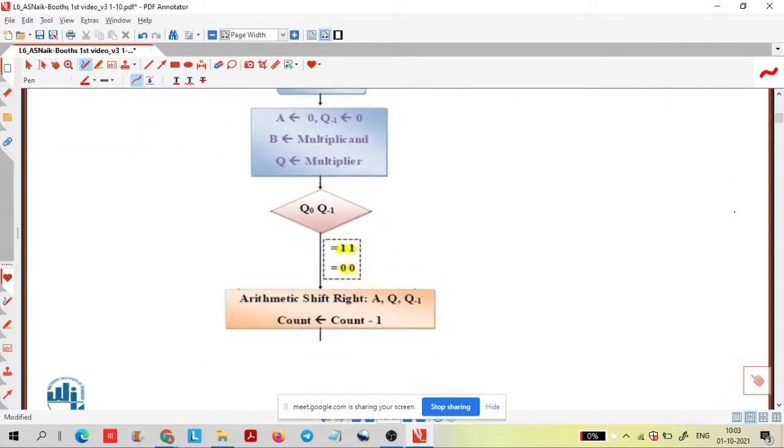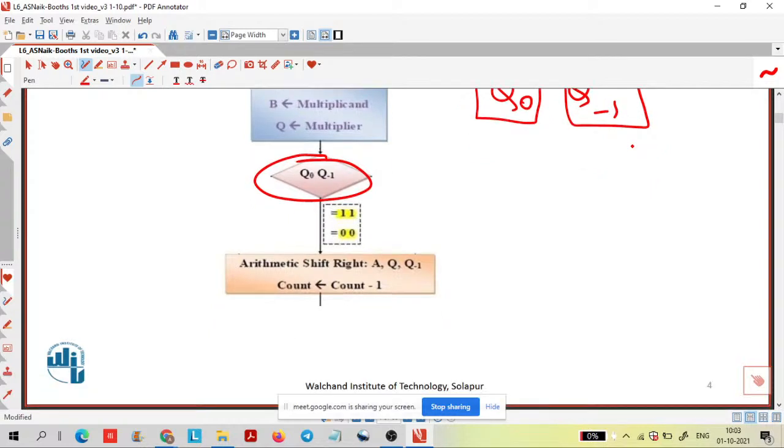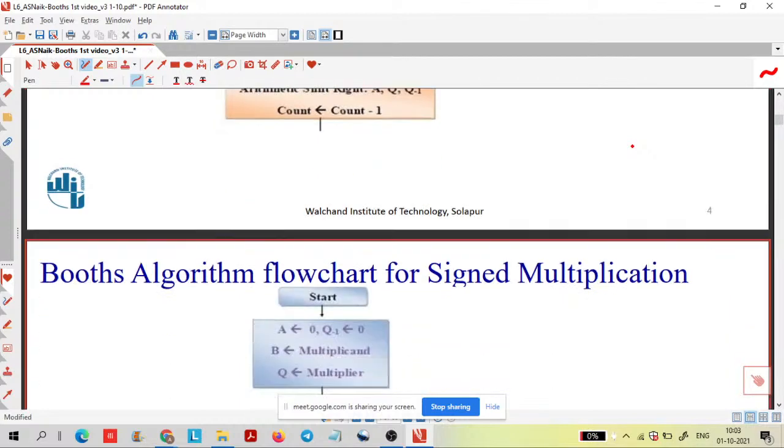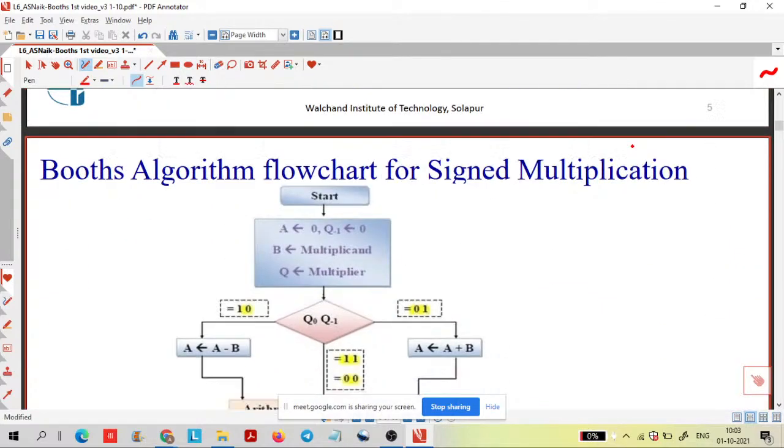After the initialization, we are comparing the Q0 bit and Q minus 1 bit. Q0 is the leftmost bit of the multiplier, and here we are assuming Q minus 1 initially as 0. Then there are four conditions. What are those four conditions?